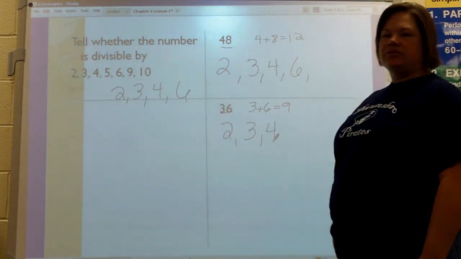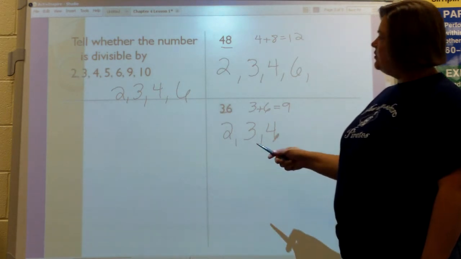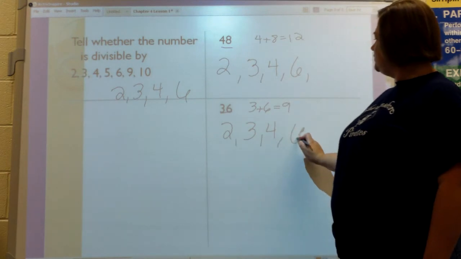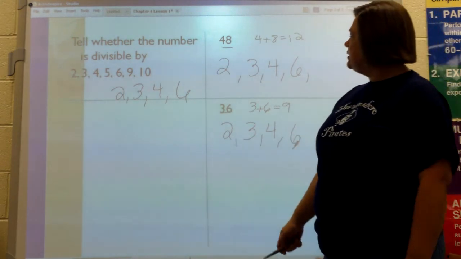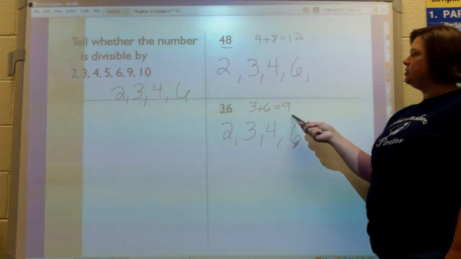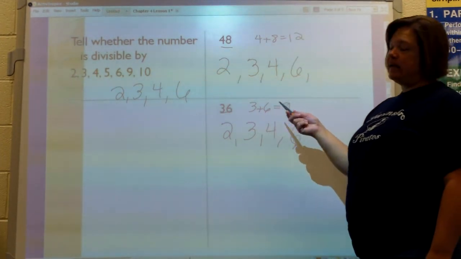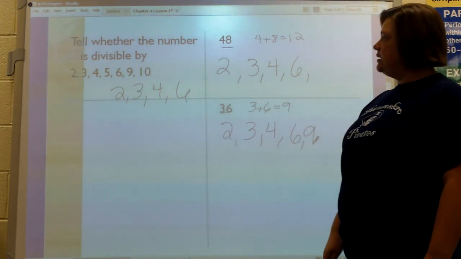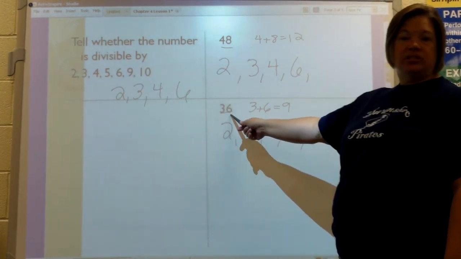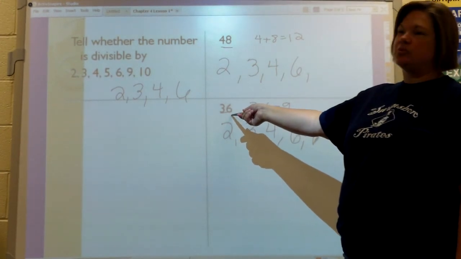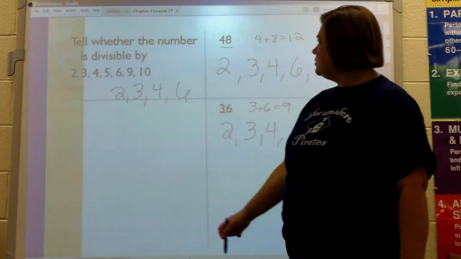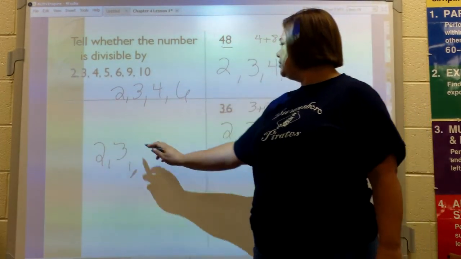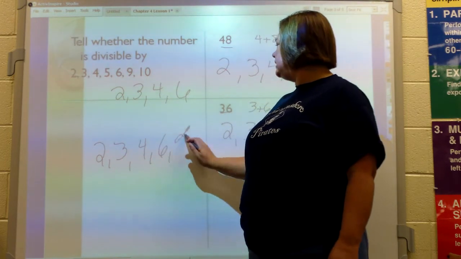5: if the last digit is 0 or 5, which it's not, so it's not divisible by 5. 6: if you have 2 and 3 already in your list, it's also divisible by 6. 9: we add our digits together. 6 plus 3 is 9. 9 is divisible by 9, so therefore 36 is divisible by 9. And then 10: the last digit in the number is not 0, so it's not divisible by 10. So 36 would be divisible by 2, 3, 4, 6, and 9.